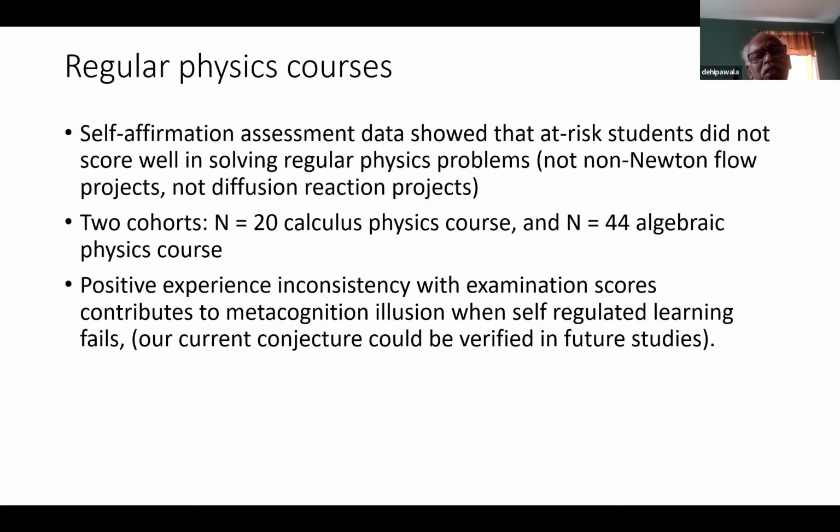So in regular physics courses, self-affirmation assessment data showed that at-risk students will score well in solving regular physics problems, but not the diffusion reaction project. 2 cohorts, 20 calculus physics course students and 44 algebra-based physics course students. Positive experience inconsistent with examination scores contributes to the metacognitive illusion when self-regulated learning fails.